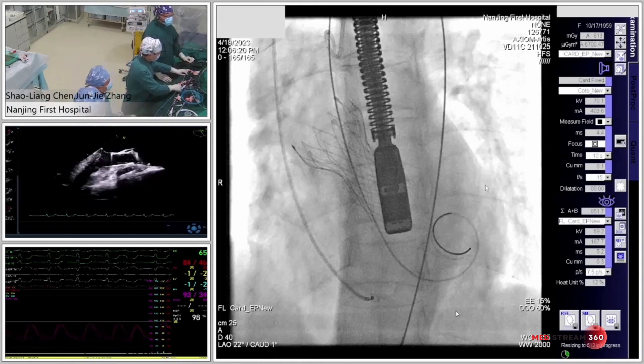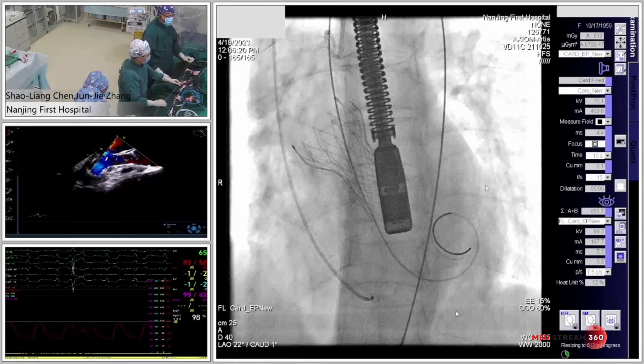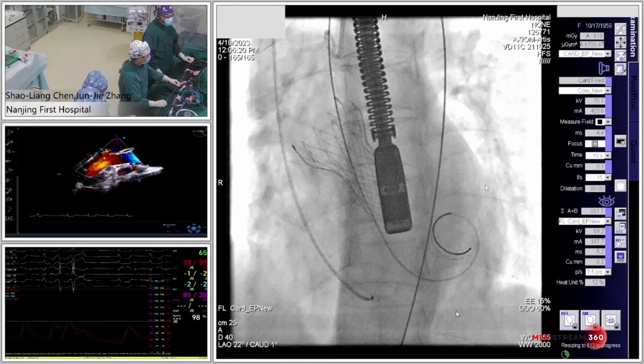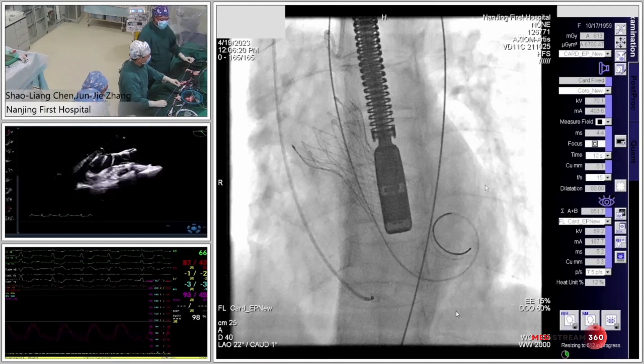Compared with the intraannular valve, I think it can give a larger EROA. So for this young patient, I think the EROA is a very important characteristic for the long-term result. Thank you for your attention.